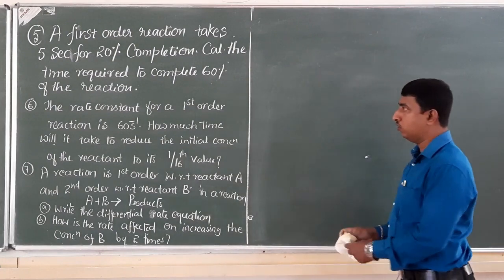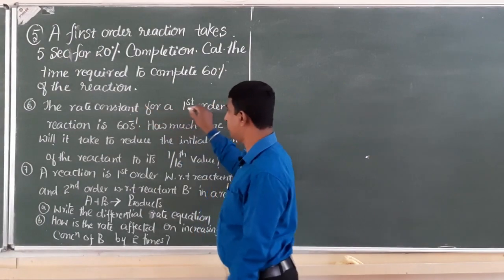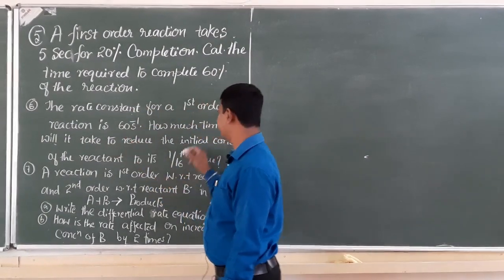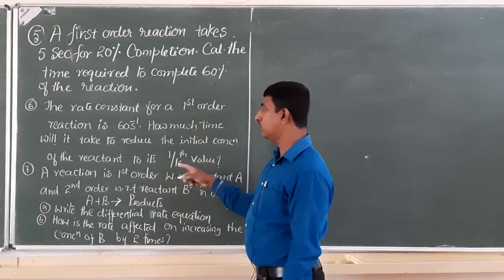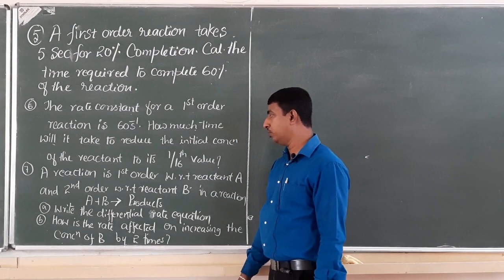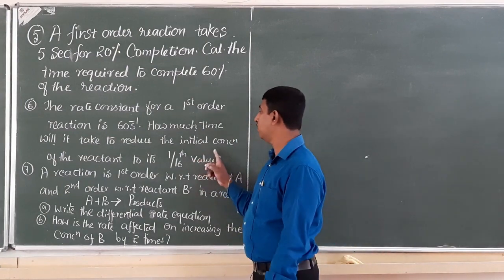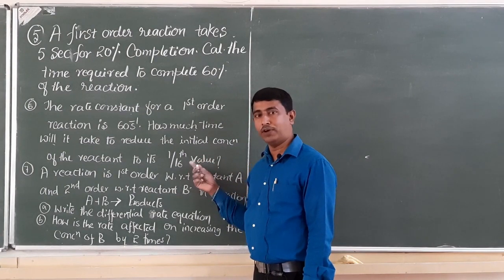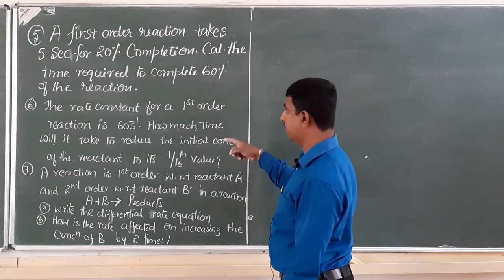Next one, question number 6. What is that question? The rate constant for a first order reaction is 60 per second. What is the time required to reduce the initial concentration to its 1/16th value? Okay, let us calculate it.